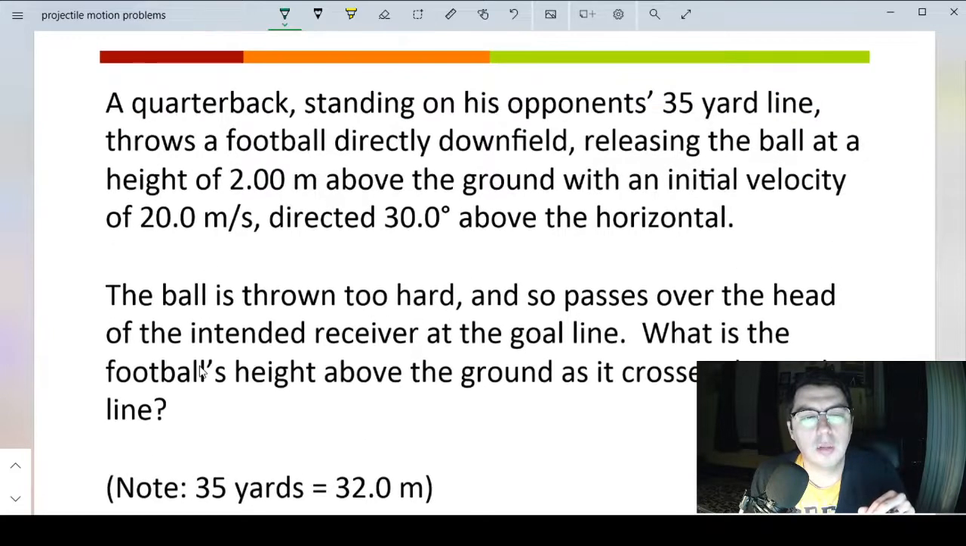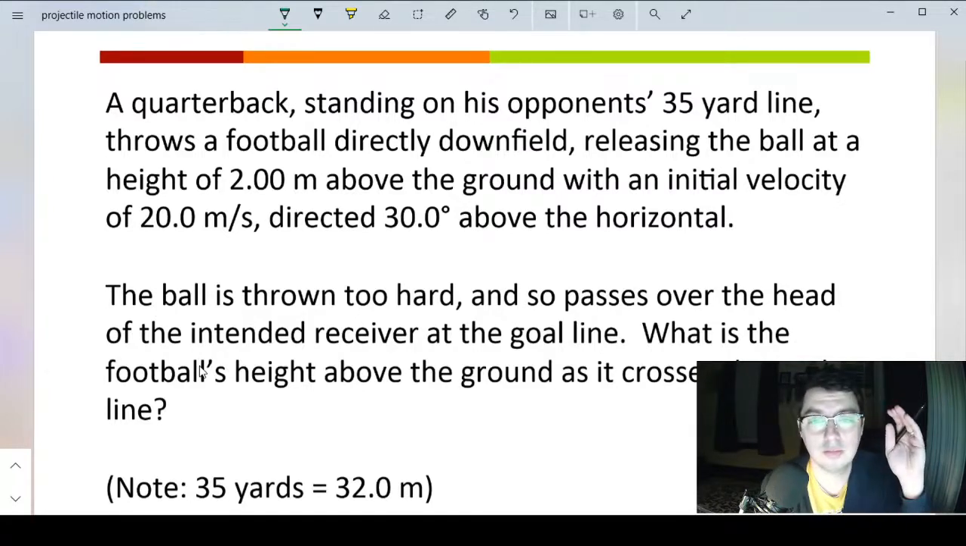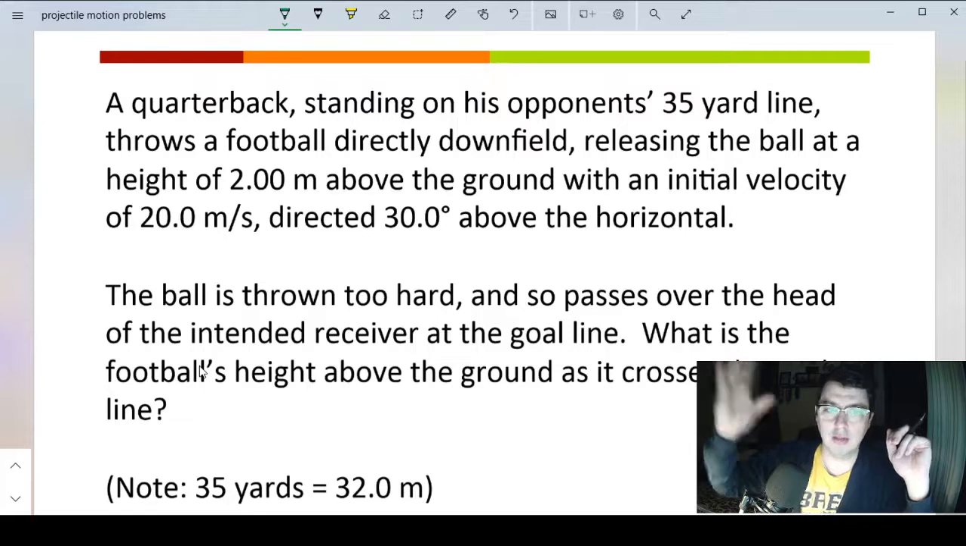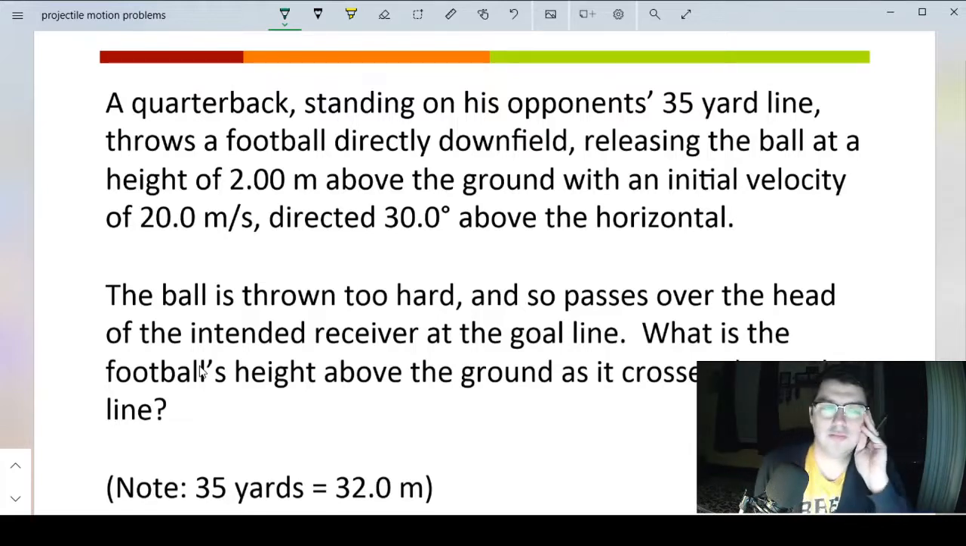We have a quarterback standing on the 35-yard line, throwing a football directly downfield, releasing the ball at a height of 2 meters, which if you are average height is a little bit above your head. So that's reasonable and realistic. We are told the initial velocity, 20 meters per second, directed 30 degrees above the horizontal. So just like the previous problem, we are told what the velocity is and where it's pointing.